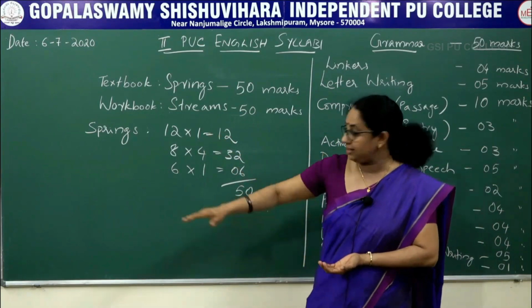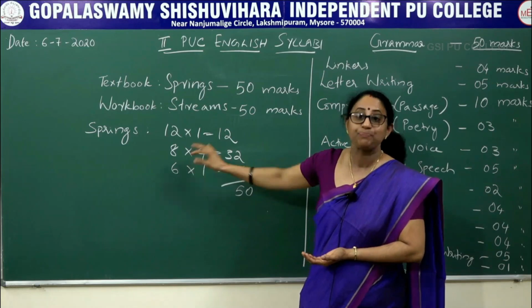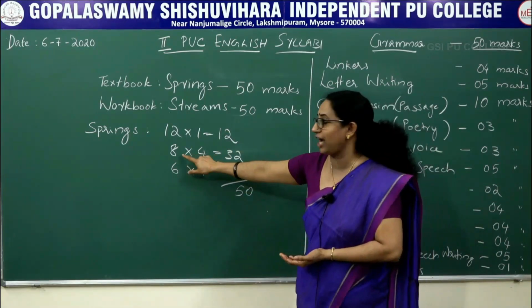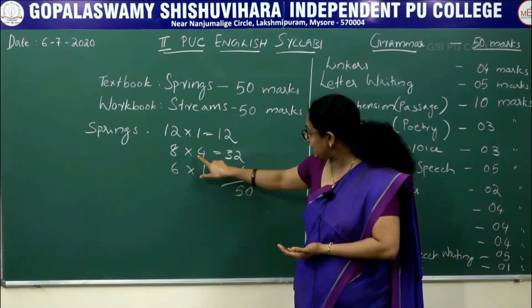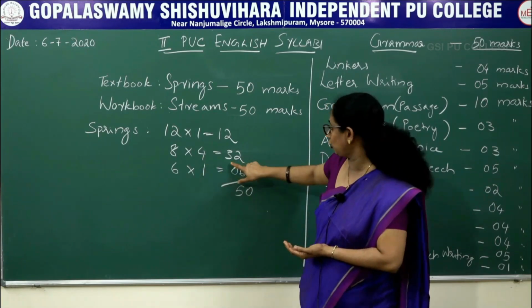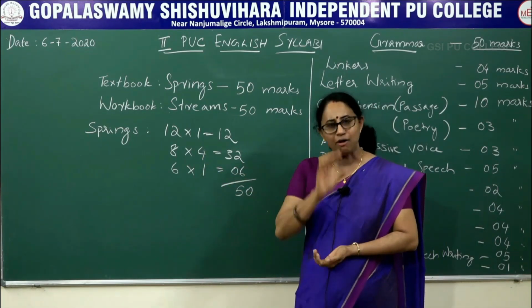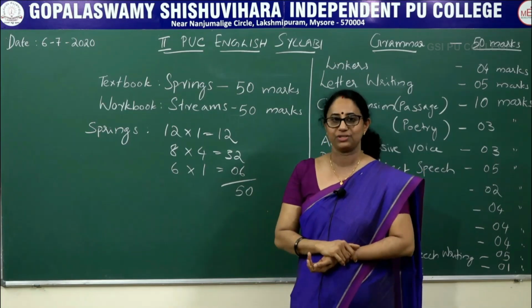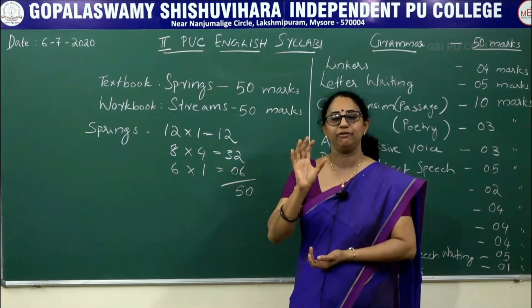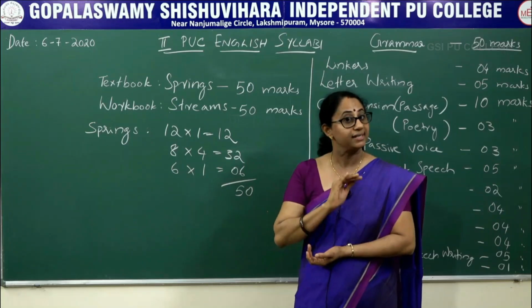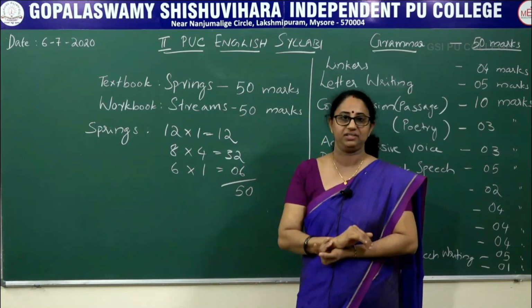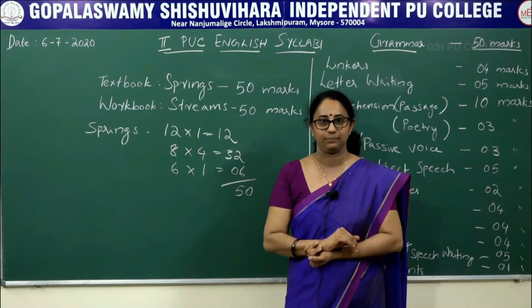So you will be given 10 questions, out of which you have to write 8. Each question carries 4 marks and the total is 32 marks from this category. Now, out of the 8 questions that you choose, 2 must purely be from poetry. That is compulsory. You have to choose 2 questions from the poetry section.